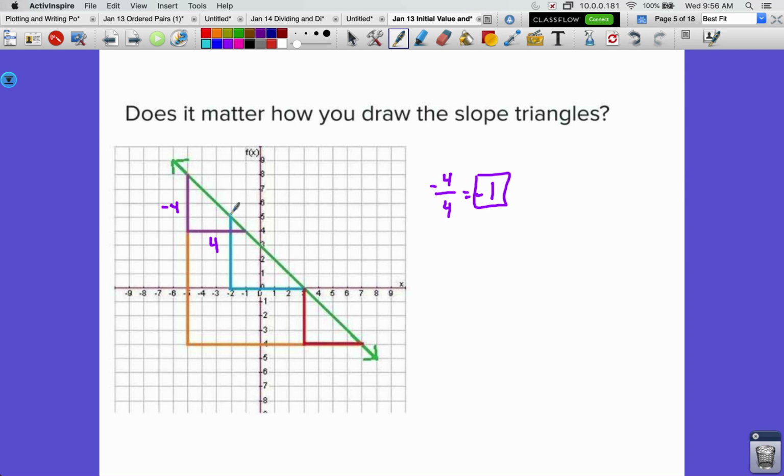Let's try the blue one. This one goes down 1, 2, 3, 4, 5, but then runs 1, 2, 3, 4, 5. Rise over run is -5 over 5, but again, that simplifies to be just -1. All right, here we've got another -4, 4, 1. This one will also give us a slope of -1. And then with the orange one, it's at 8 and goes all the way down to 4, so it goes down 12, but then also runs 12. So another way that we get -1 for the slope. So to answer the question, does it matter how you draw the slope triangles? No. As long as you're connecting 2 points with a right angle, you'll always get the same slope.